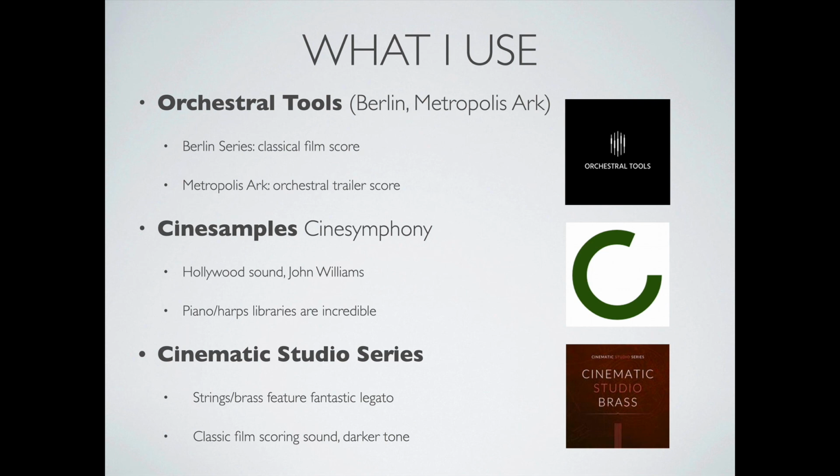I can't forget to mention the brass. The Cinebrass is a classic, and I have both Core and Pro, in addition to the Descant horn and the Sonore library. It's so nice. And then Cinematic Studio series, they have a very, very consistent set of libraries, strings, woodwinds, brass, and the legato is fantastic. The sound signature is slightly darker, but a little bit of EQ can help with that.